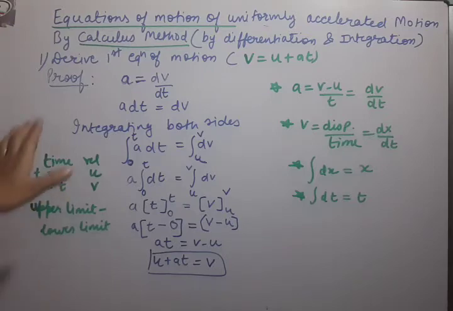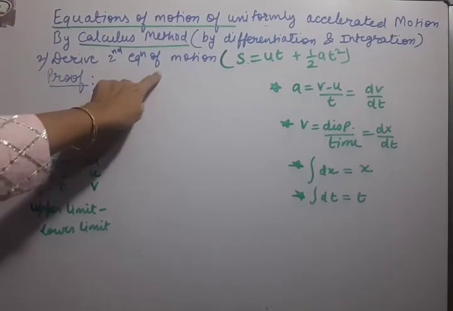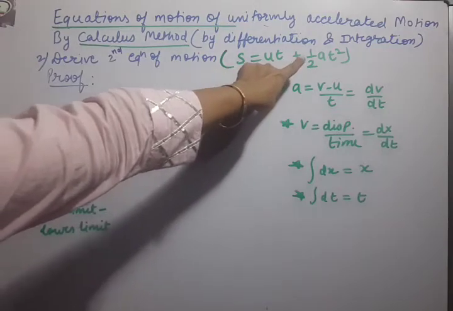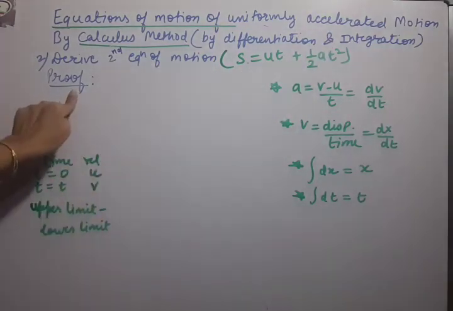Now students, you note down this first equation of motion. Then I am moving to the second equation's proof. So pause the video and note down. Now we have to derive the second equation of motion, that is s is equal to ut plus half at square. Okay, let us start the proof.